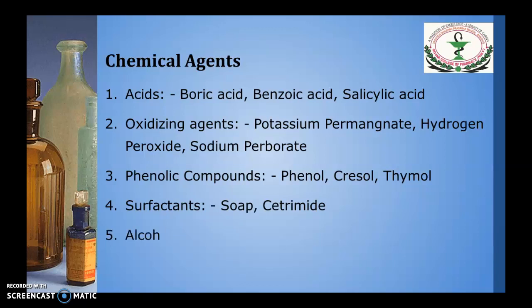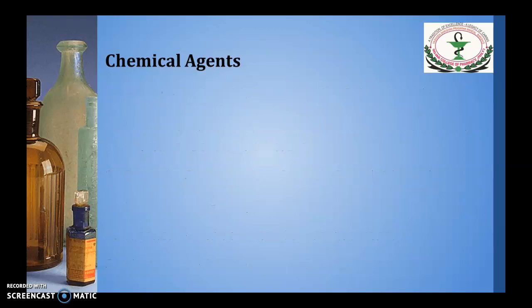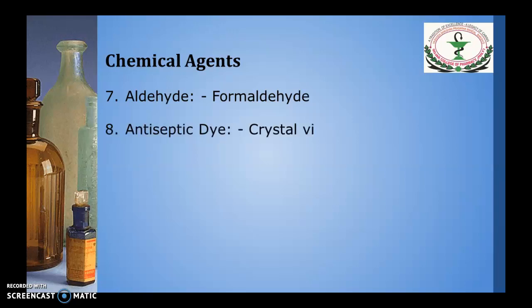Fourth class is surfactants. The examples are soap and citramide. Fifth is alcohol. Examples are ethyl alcohol, isopropyl alcohol. Sixth one is halogens: iodine, iodophore and chlorine. Seventh class of compound is aldehyde. Example is formaldehyde. Eighth one is antiseptic dyes. Examples are crystal violet and brilliant green.